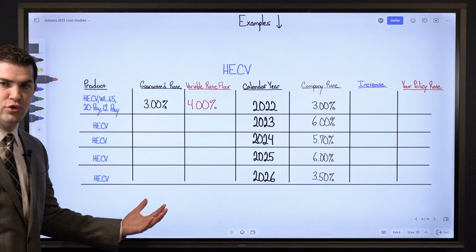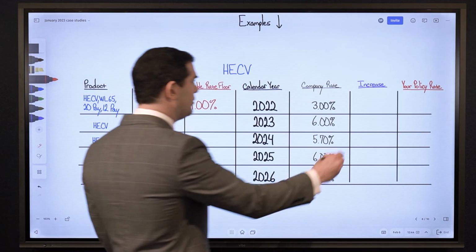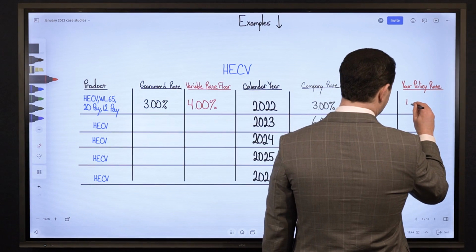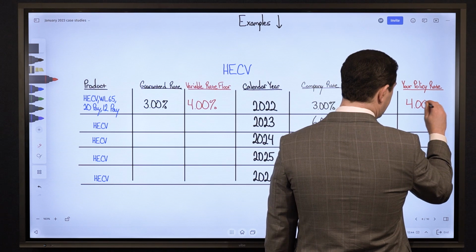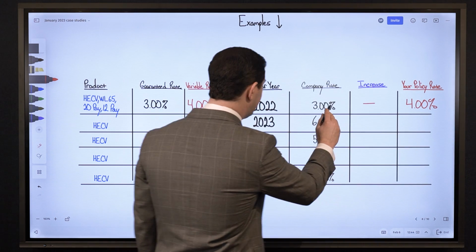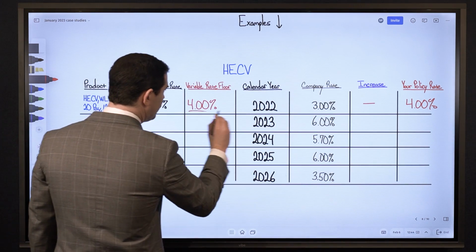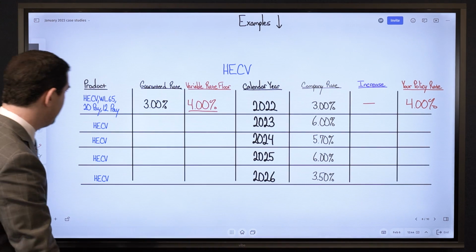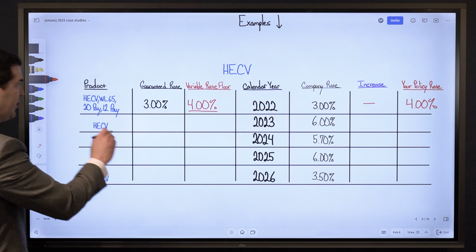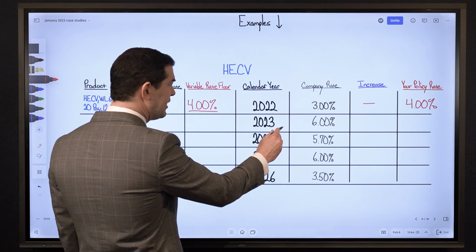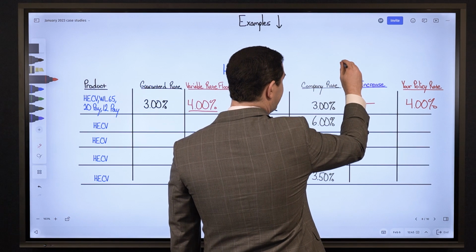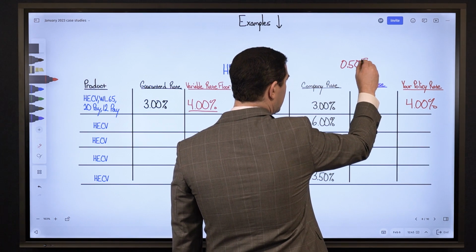Increase, none, because you started the policy in 2022. What is your policy rate in this particular example? 4%. Company rate is 3%, but remember the floor with the high early cash value product is 4%. So we're at 4%. Let's assume the next year, 2023, rates go up. It's at 6%. Remember, I've got that 50 basis point trigger.